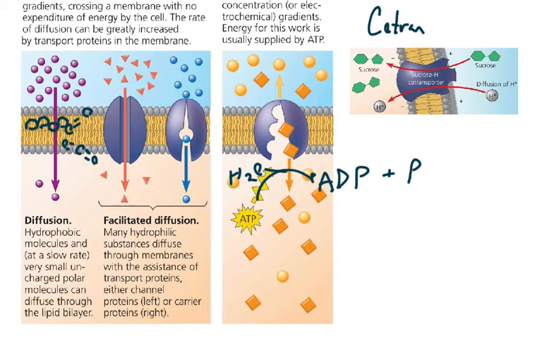One of the famous examples of active transport using ATP is called the sodium-potassium pump, and this is essential to maintaining the electrical potential in a resting neuron or nerve cell. So this one is going to pump both sodium and potassium in one go. It's going to pump 3 sodiums out of the cell and 2 potassiums in.